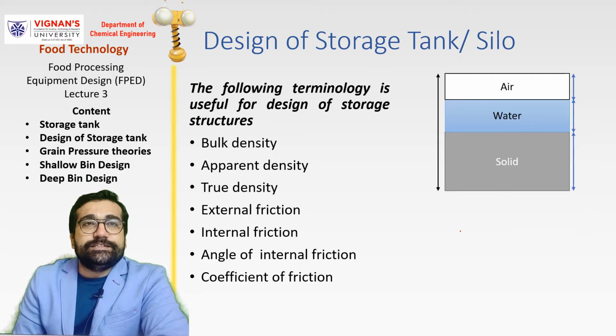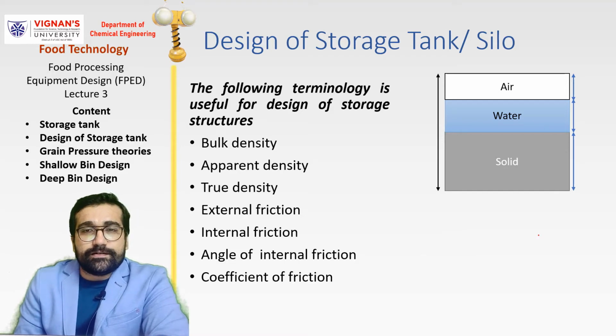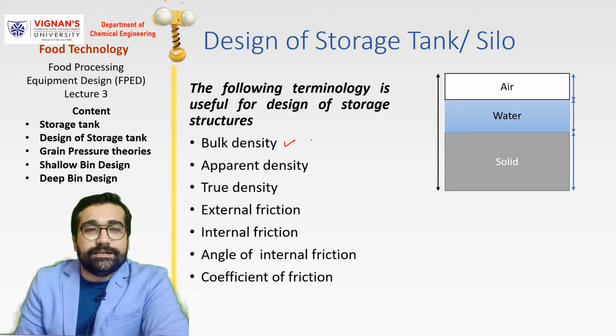The next is design of storage tank and silo. So before seeing the design of storage tank and silo, we should know some basic terms. The first term is bulk density. We denote bulk density with rho B. The next term is apparent density, that is rho A. The next is true density, that is rho T.